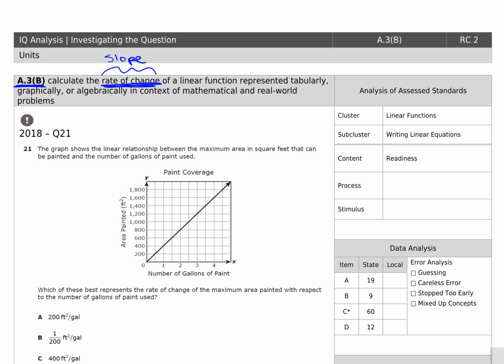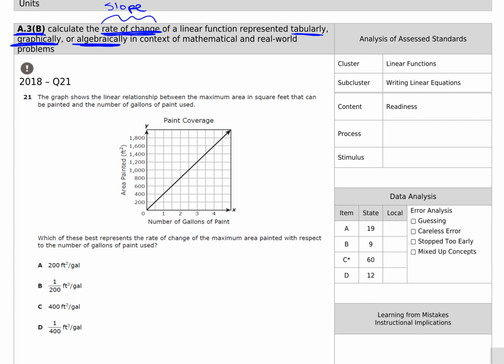As you can tell by this question below, one of the ways the STAAR can ask it is from graphs. It can also ask it from tables or algebraic expressions. We'll cover all three of those in this lesson. In question 1, it's asking us what the rate of change is, that's slope, so we have to figure out what it's rising over run.